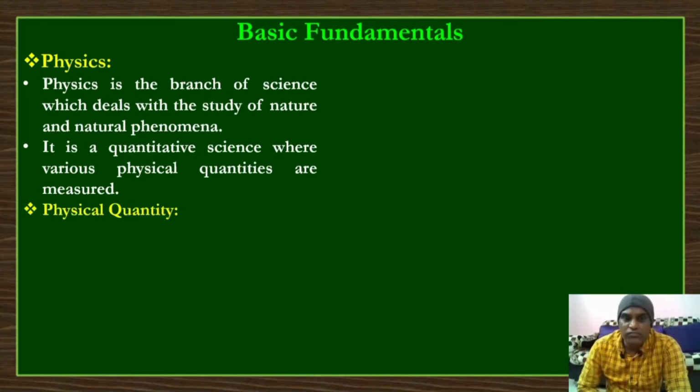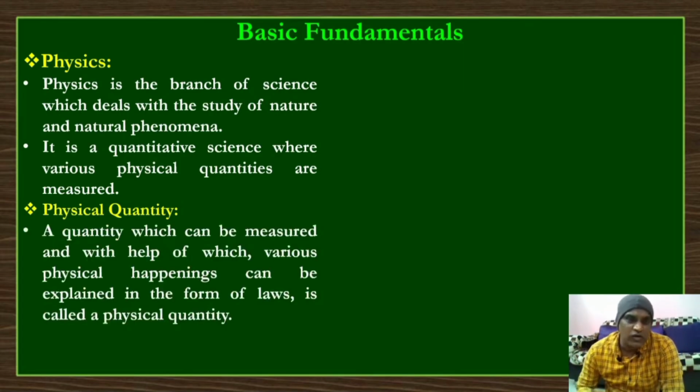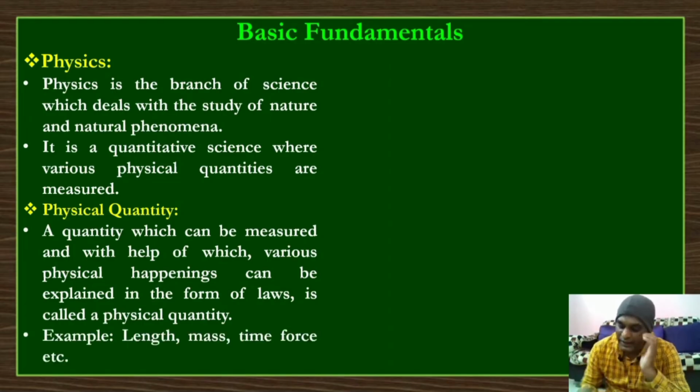Now what is a physical quantity? A physical quantity is something that can be measured with the help of some fundamentals, some laws, and by using it we can explain the natural or physical phenomena happening in the universe. It should be measurable, like length, mass, time, etc. A pen cannot be a physical quantity, but the length of the pen can be, or the diameter of the pen can be a physical quantity.